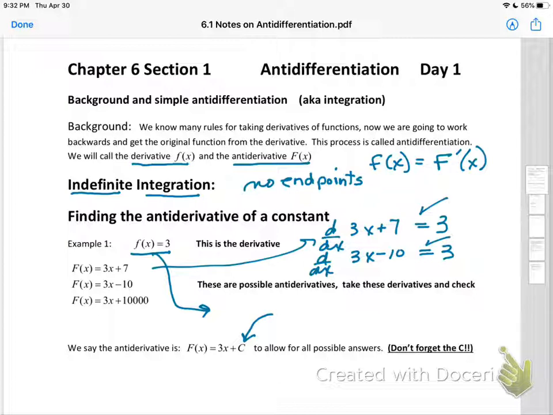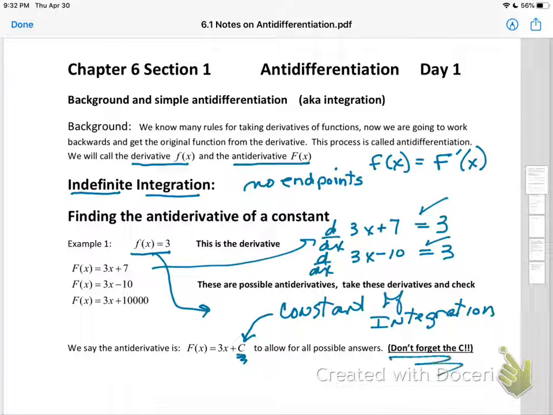It takes account of the possibility that you could have had a constant in your original function. So that C is called the constant of integration, and you always want to remember to put it in your answer. We will go over this some more. The big thing is it allows for all the possible answers, and don't forget the C. Okay, let's go on to the next page.